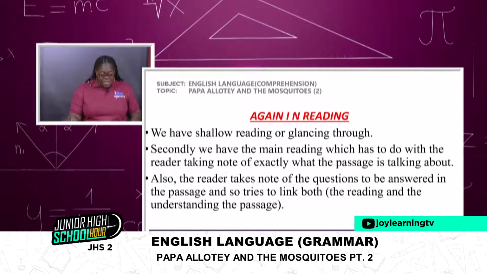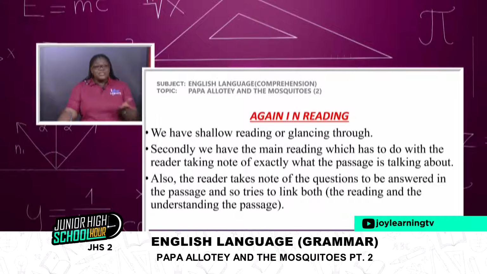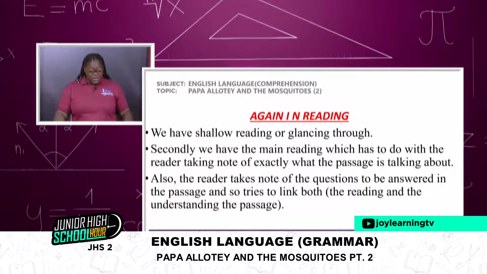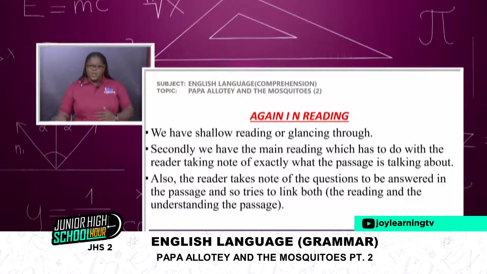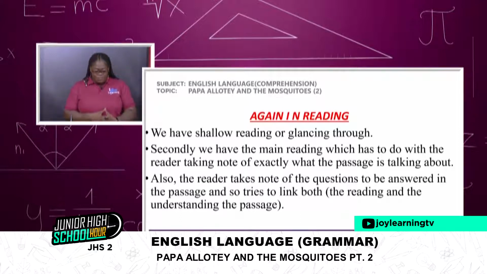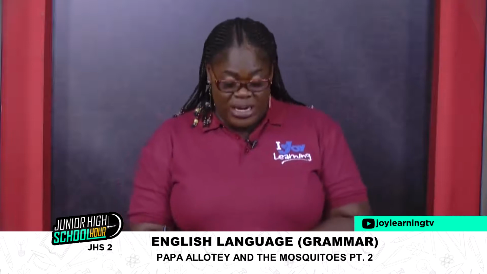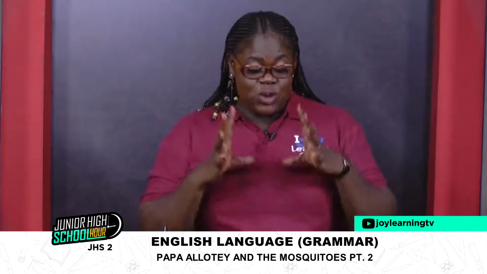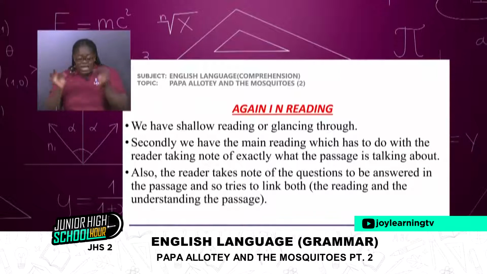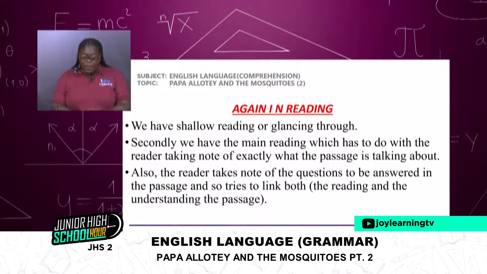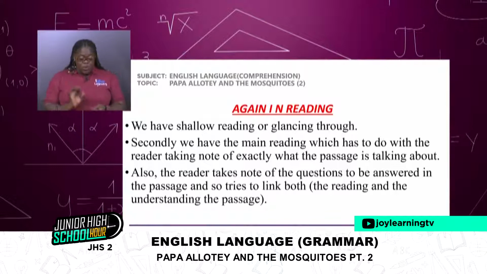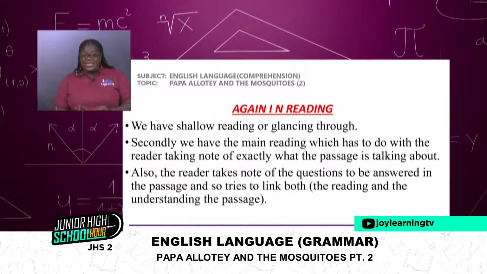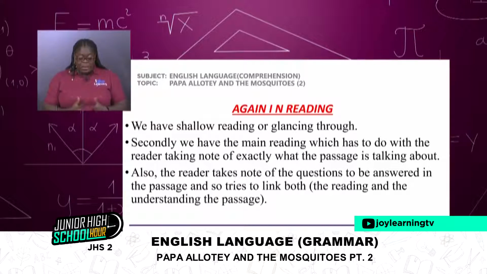Again, in reading, we have shallow reading, or glancing through. Glancing through doesn't mean that you just glance through like this. No, you read through, but you don't put so much attention into that first reading. Secondly, we have the main reading, which has to do with the reader taking note of exactly what the passage is talking about. The reader takes note of the questions to be answered in the passage, and so tries to link both the reading and the understanding of the passage.